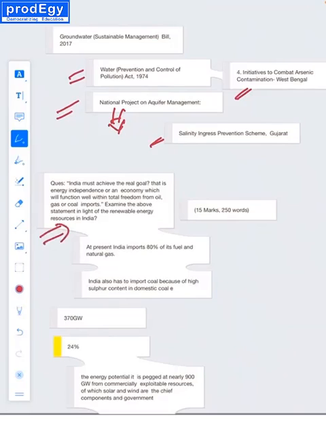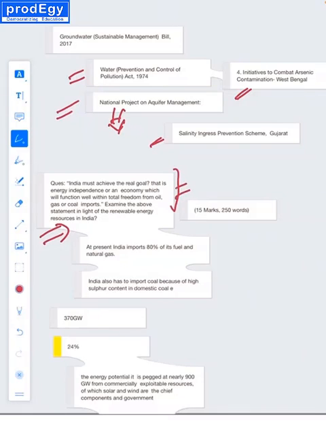Now the next question is talking about India's energy independence. It says India must achieve the real goal, that is energy independence, or an economy which will function well with total freedom from oil, gas and coal imports. So it is saying that the real goal for India is achieving energy independence. And what does energy independence mean? It means that an economy functions well without import of coal, oil and gas.